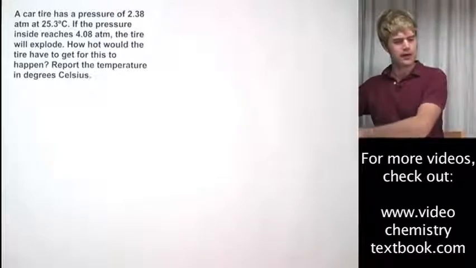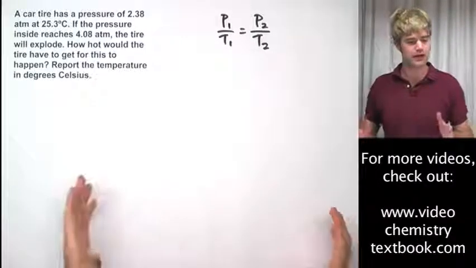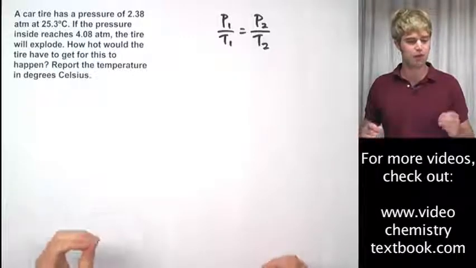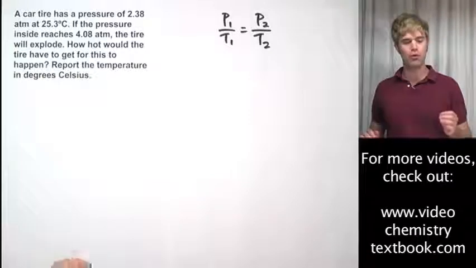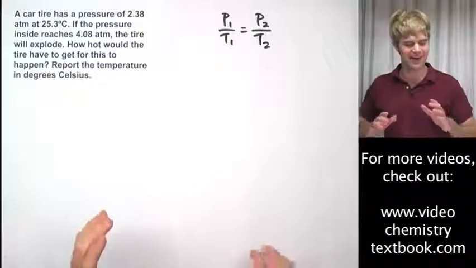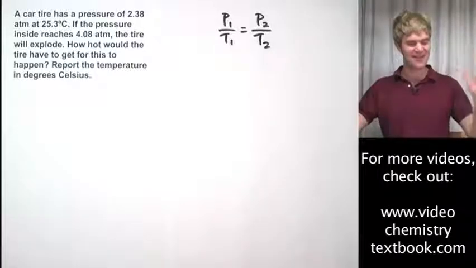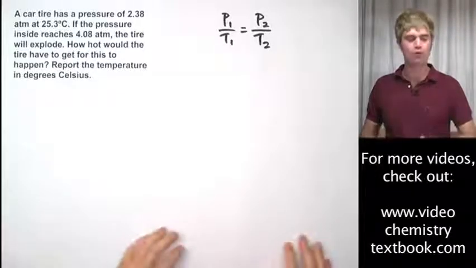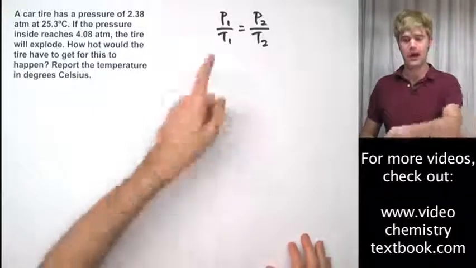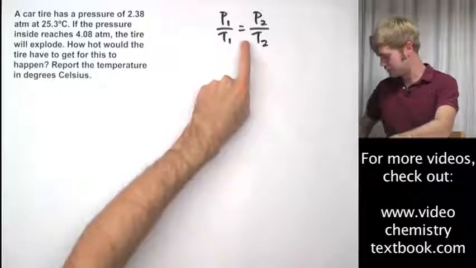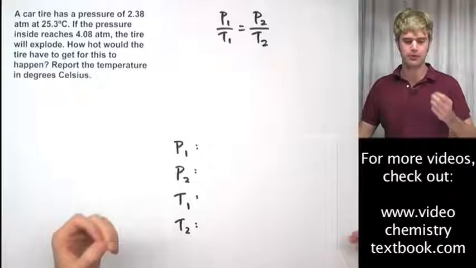So here we are talking about a car tire that has a pressure of 2.38 atm at 25.3 degrees Celsius. If the pressure inside reaches 4.08 atm, the tire will explode. How hot would the tire have to be for this explosion to happen? And then report the temperature in degrees Celsius. Okay? So again, we're going to be starting with this equation. The first thing let's do is get our 4 variables straight.